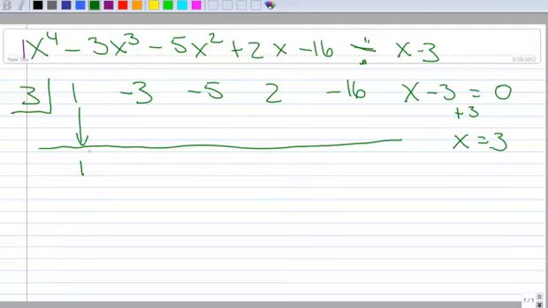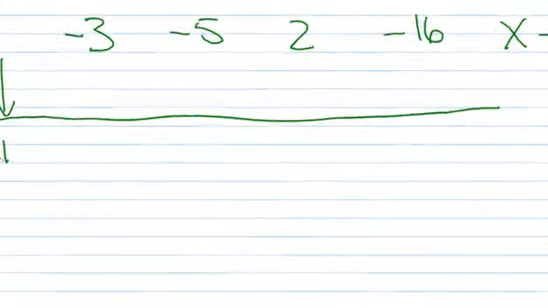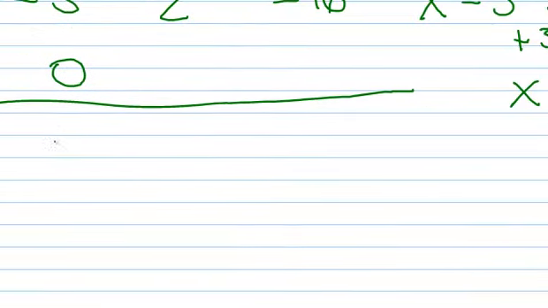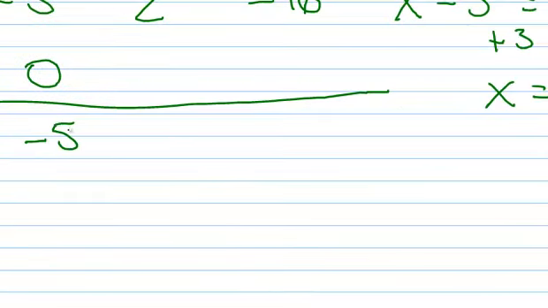And I'm not going to draw the dotted lines this time. We'll just talk through it. 3 times 1 is 3, and I write that right there. And then I add the column. Negative 3 plus positive 3 is 0. And now I'm ready to multiply. 3 times 0 is 0. And now I'm ready to add. Negative 5 plus 0 is negative 5.